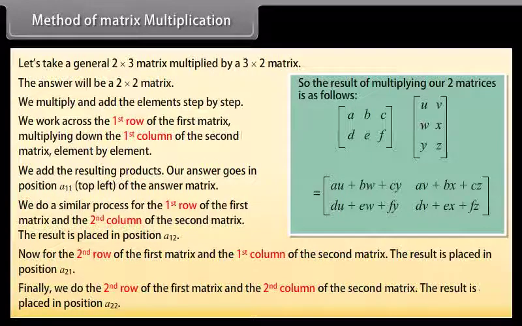So, the result of multiplying our two matrices is: the matrix with first row a, b, c and second row d, e, f, multiplied by the matrix with first row u, v, second row w, x, third row y, z, produces the matrix with first row au plus bw plus cy, av plus bx plus cz, and second row du plus ew plus fy, dv plus ex plus fz.